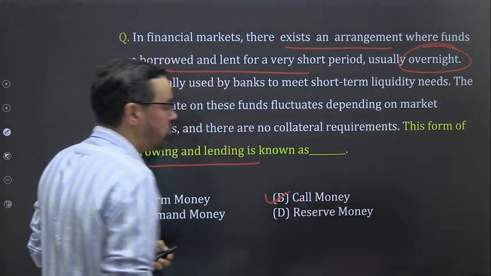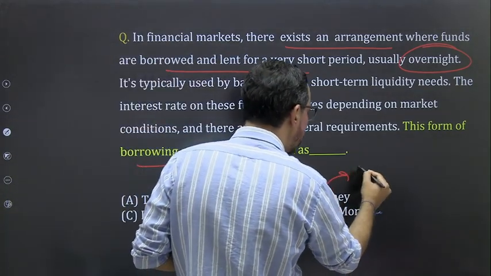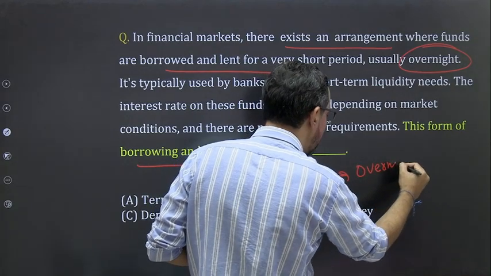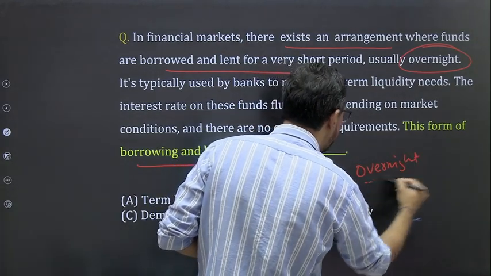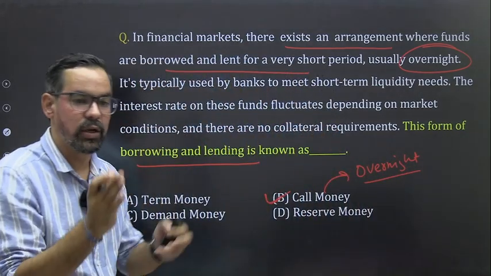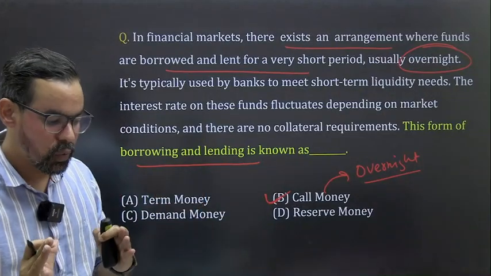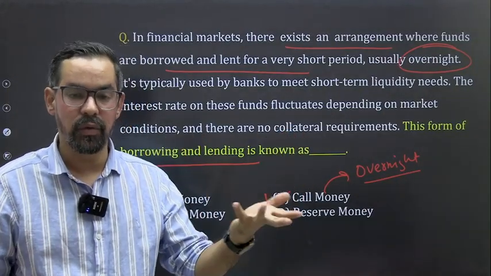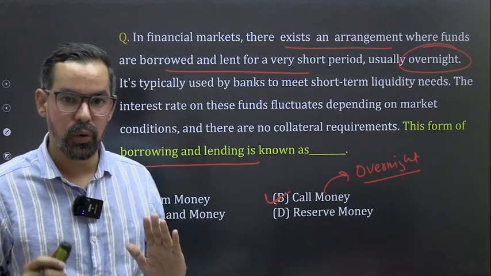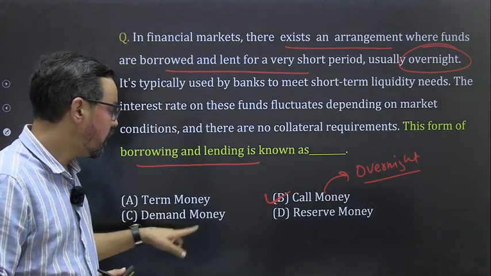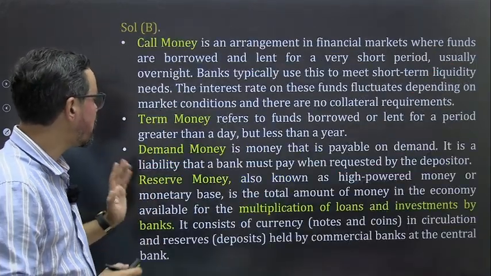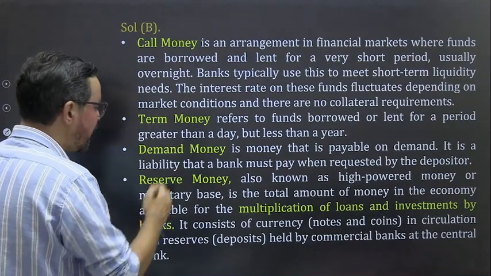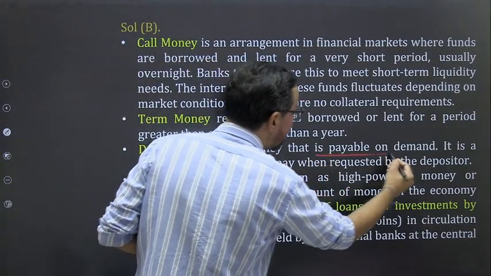Okay, so call money is usually for overnight. What is this for? Overnight. Okay, we have three interbank transactions: call money, notice money, term money. Call money for overnight, notice money for 2 to 14 days, and term money beyond 14 days, means 15 days up to 1 year, right? So call money, term money. Demand money is that payable on demand.